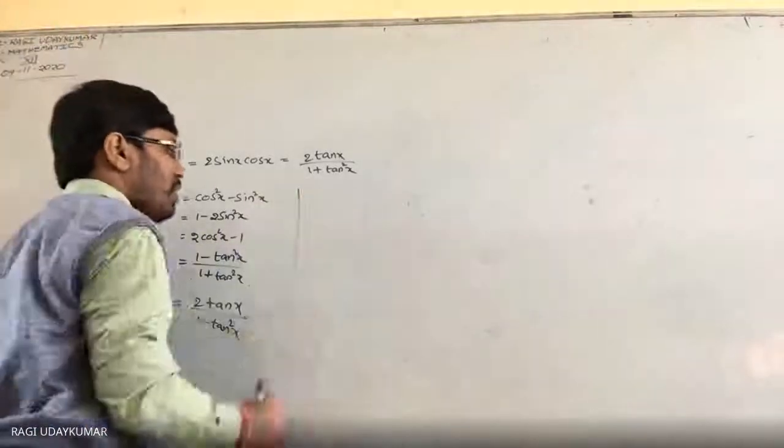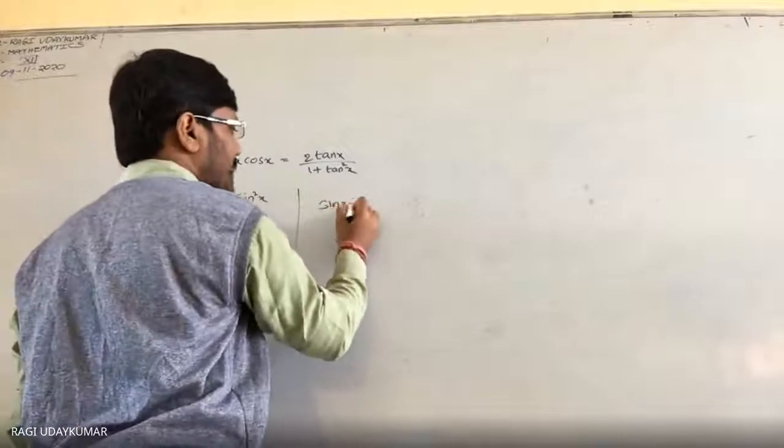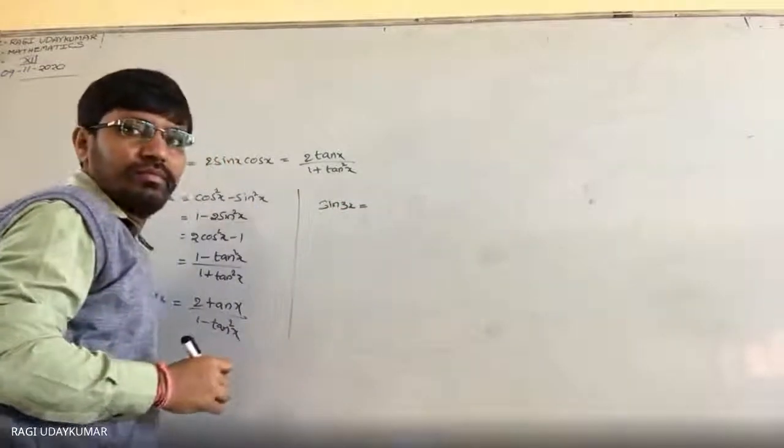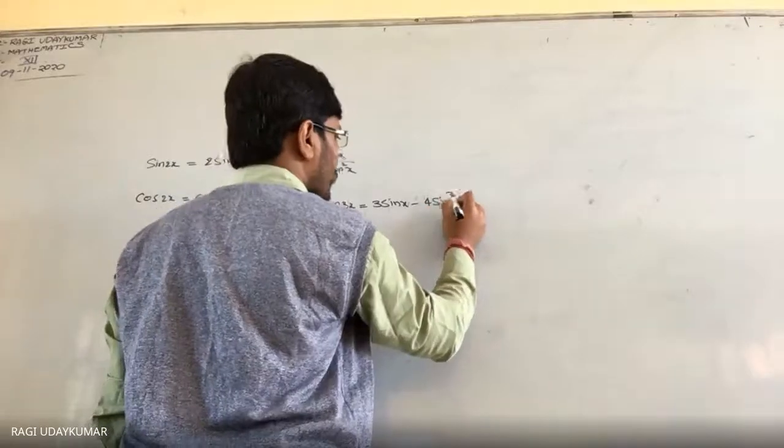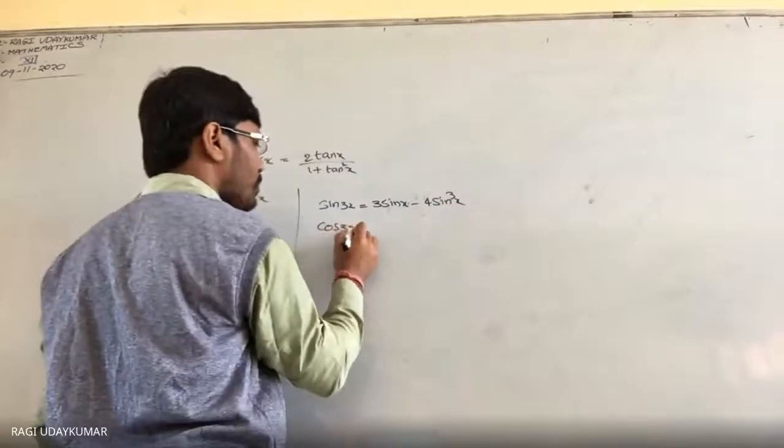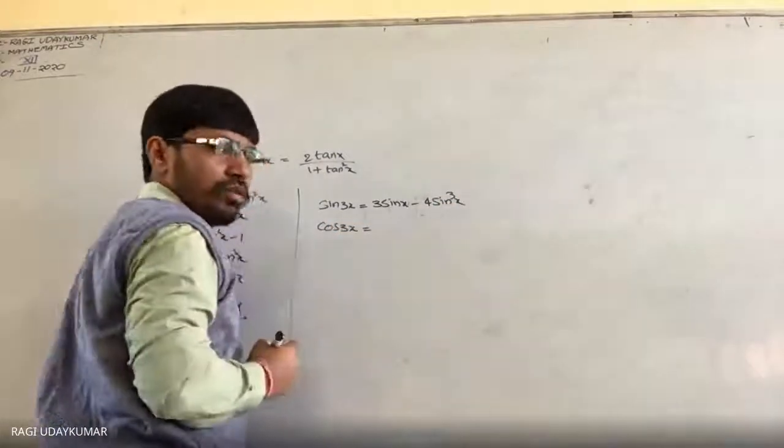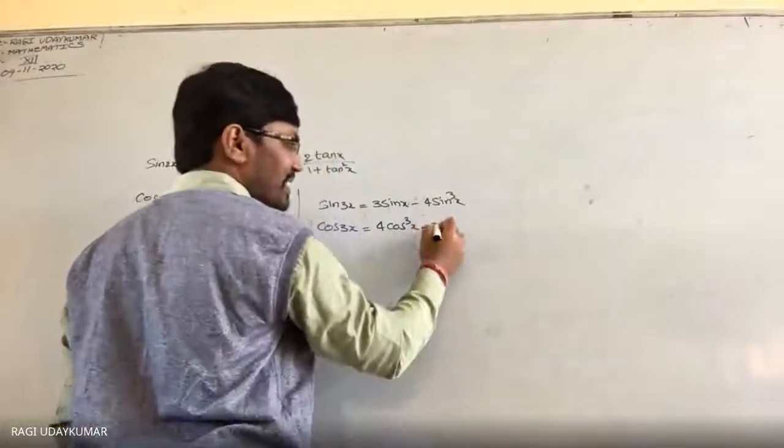Apart from this, sin 3x is equal to 3 sin x minus 4 sin cube x. Cos 3x is equal to 4 cos cube x minus 3 cos x.